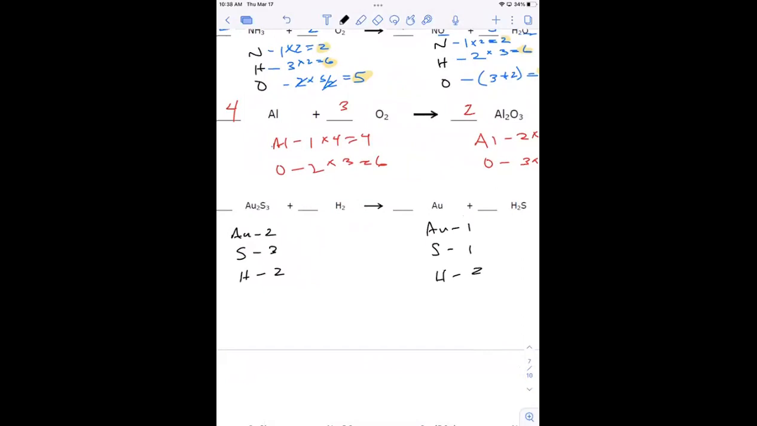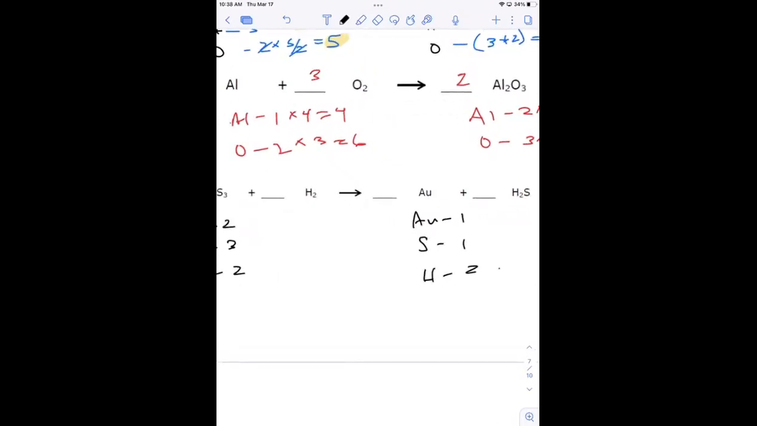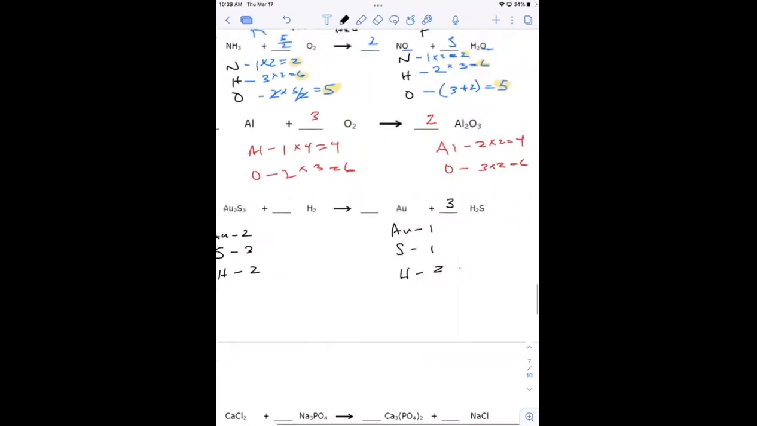We could start out by balancing the sulfur. Let's balance the sulfur. So we're going to start out trying to balance sulfur by putting a 3 here. Right? So that's going to give me 6 hydrogens and 3 sulfurs. Is that right?